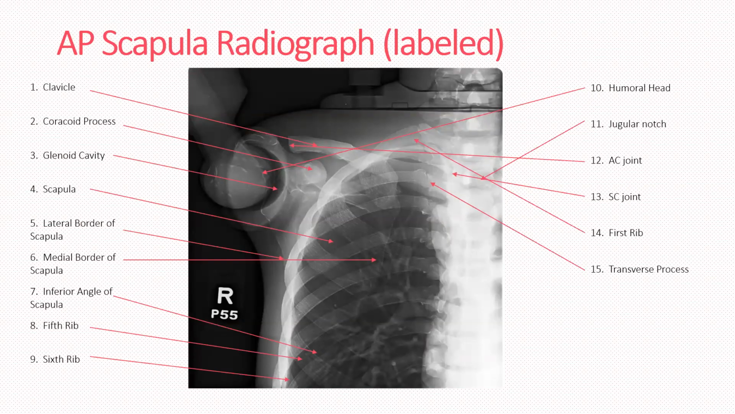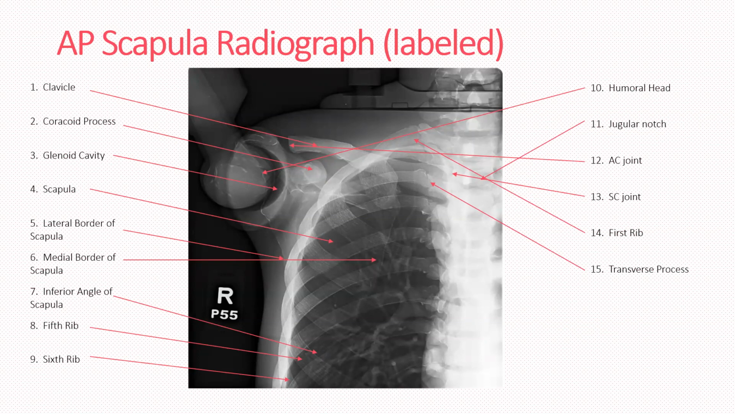Anatomy demonstrated: the lateral border of the scapula should be free from superimposition of the ribs. You can see the medial border through the thorax. Ribs and lungs are blurred due to normal breathing. The item in profile is the humeral head, which is in partial profile.